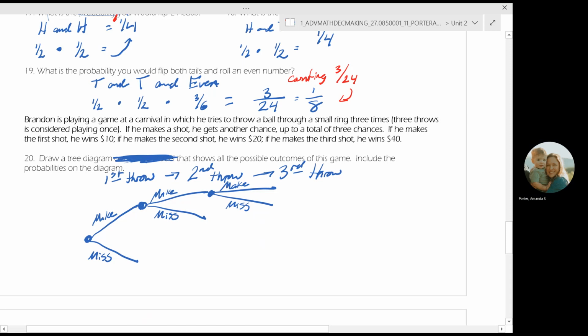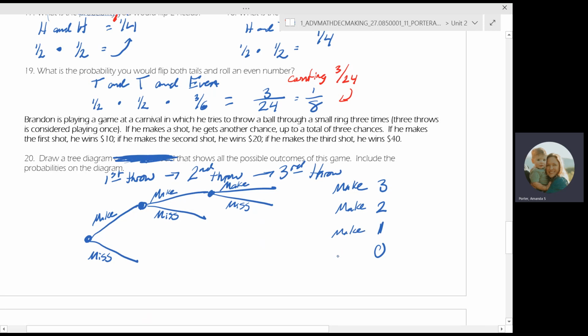All right. So possible outcomes are this, right? You can make all 3, you can make 2, you can make 1, you can make 0. Those are the possible outcomes. Now, probabilities. This doesn't tell me anything about how often things happen.